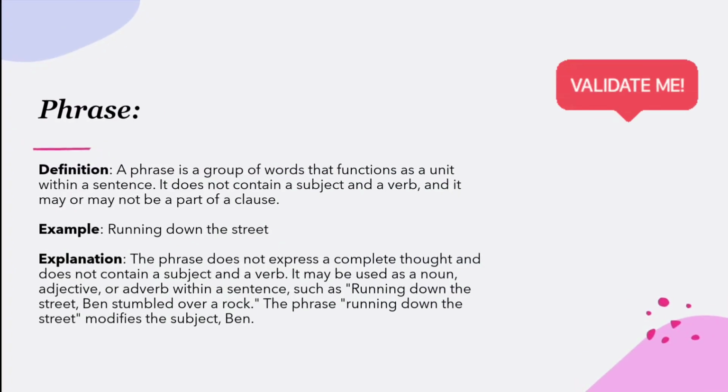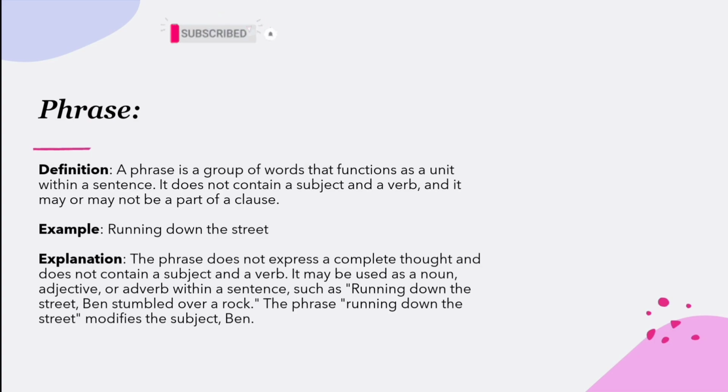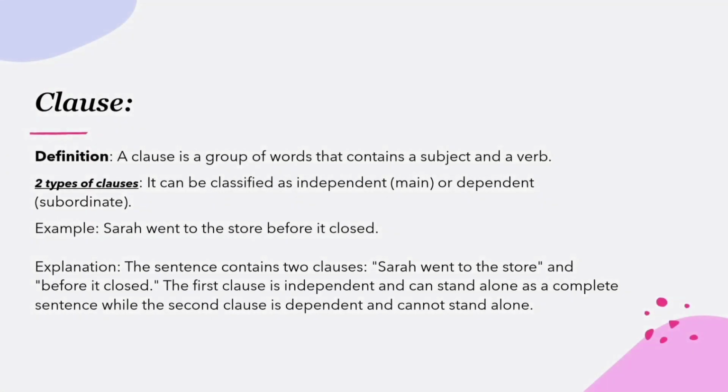So let's begin. A phrase is defined as a unit of a sentence and it does not give a complete meaning, does not contain a subject and a verb, and it may or may not be a part of a clause. An example of a phrase can be "on the wall." Now these words do not give any complete thought, like what is on the wall? But if I say "a portrait is hanging on the wall," yes, it gives a complete thought or an idea. It makes complete sense.